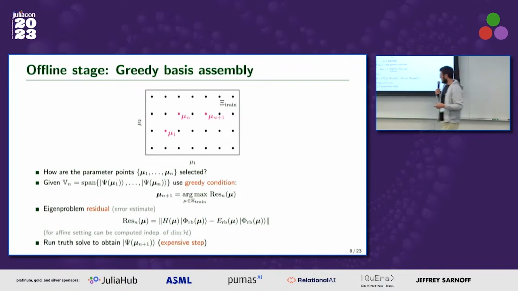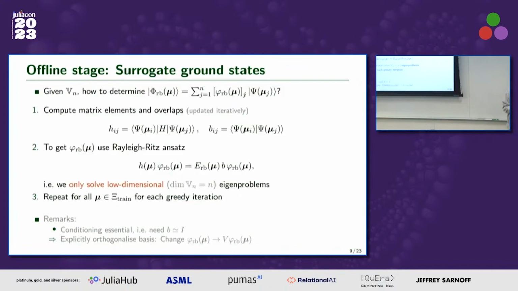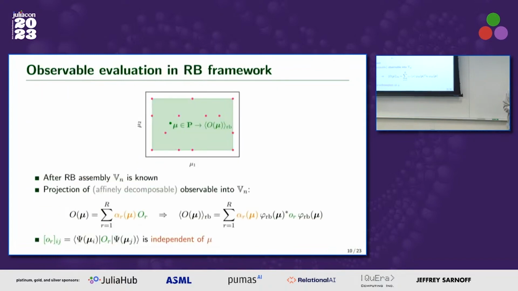So the only expensive thing is, once you have decided which next point you add to your reduced basis, to really solve the full problem. That's the only expensive step in this. Okay, so I'm going to skip this for time.